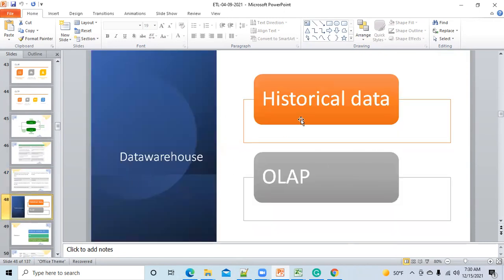These three terms are related. Whenever data warehouse comes into the picture, I mean historical data. Whenever historical data comes into the picture, it means we are working in an OLAP system. Whenever an OLAP system comes into the picture, it means data warehouse. So these three are correlated. Don't get confused.